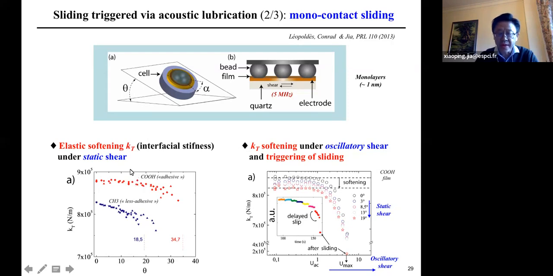We do observe two phenomena. First of all, we have a softening of the interfacial stiffness before the failure. Here it is about 35 degrees. So we just measure the resonance frequency to detect the contact shear modulus. The second thing is that the sliding could be triggered well below the sliding angle, which in our system, as I mentioned, is about 35 degrees. We can even trigger it very much before, around 20 degrees.